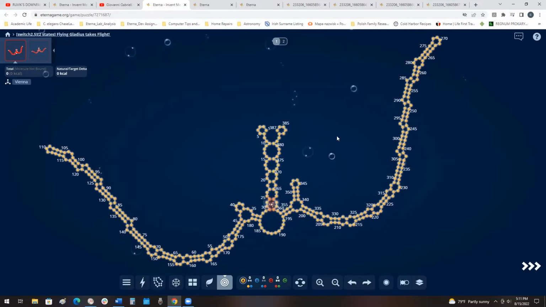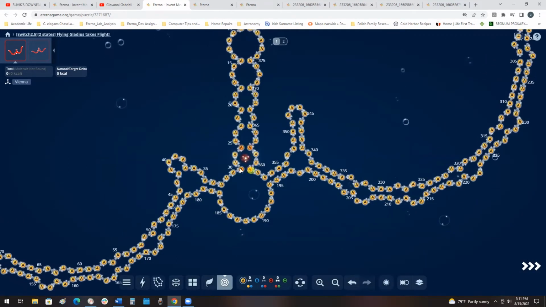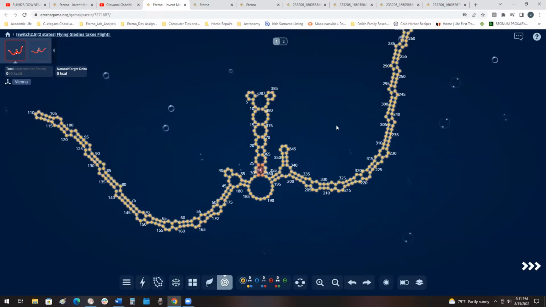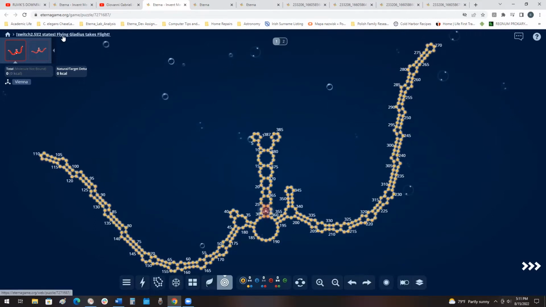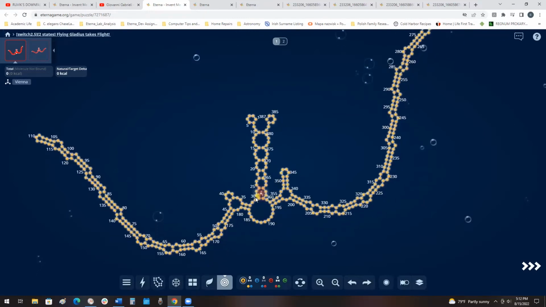So here is a very seemingly intimidating switch. It is massive, almost 400 base pairs. And believe it or not, so few people have solved this. It's truly astounding. But when you look at what actually happens, the entire switching action is a single base pair. That is it. If you could solve the rest of the structure, you essentially have this solved. So for anyone looking to get an easy switch, Flying Gladius Takes Flight that I made ages ago has, I don't know, like 10 solvers or something. And it's the easiest switch in the world because the switch itself is just a single base pair.